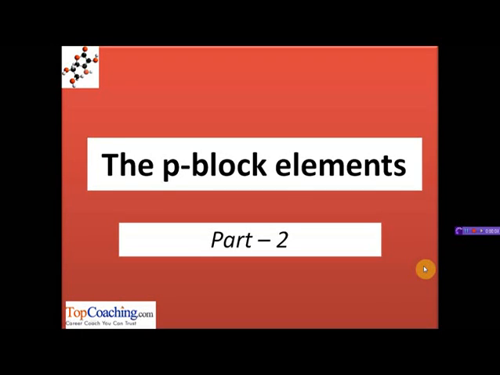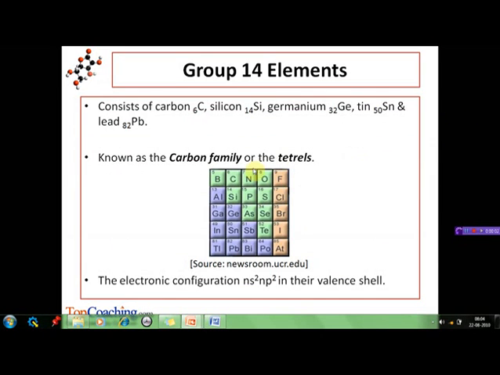Hello students. In the second session of our ongoing discussion on the p block elements, we are going to discuss group 14 elements. Group 14 in the periodic table consists of carbon, silicon, germanium, tin and lead. Since carbon is the first member of this group, it is also known as the carbon family. These elements are also known as the tetrels because group 14 was conventionally known as group 4B.